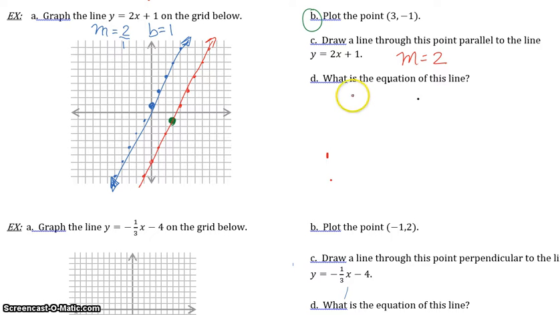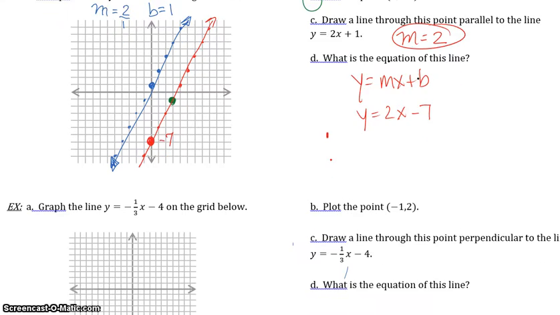What is the equation of this line? Well, if we look at y equals mx plus b, we know that it has a slope of 2, and then we just have to figure out what the y-intercept, or b, is. And if you look, it crosses the y-axis at -7. So we're going to say -7.